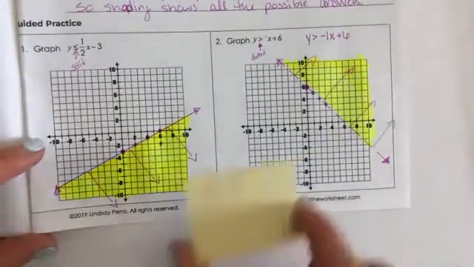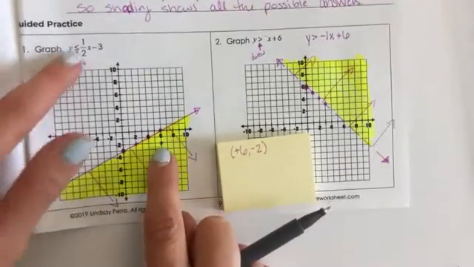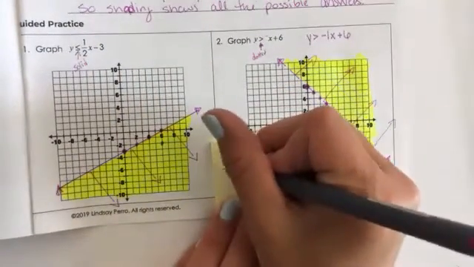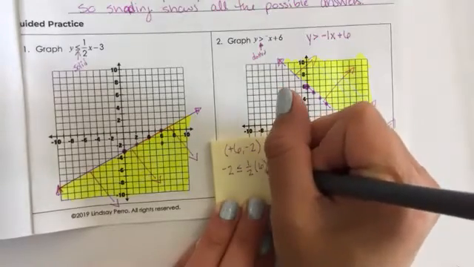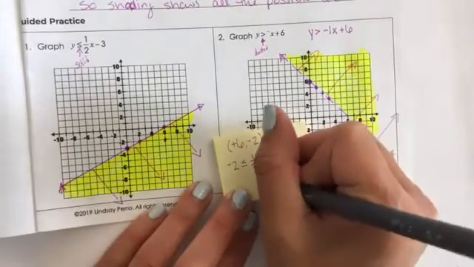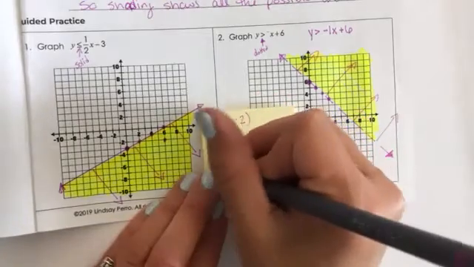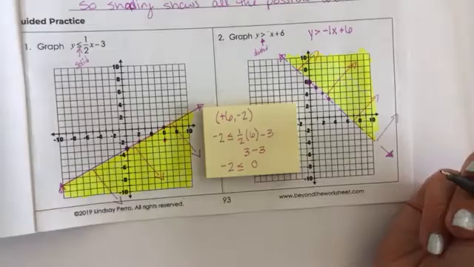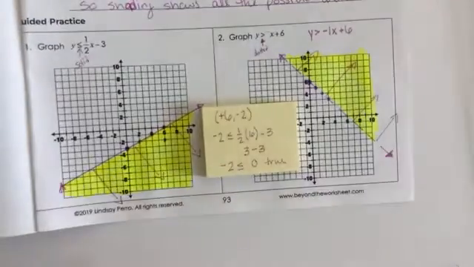Okay, so we want to make sure that we shaded correctly. So what you can do is you can take a point in your shaded region. So we just picked one right here. And we're going to see if it makes my equation true. So y is -2. X is 6. So 1/2 times 6 is 3. What's 3 minus 3? 0. Is -2 less than or equal to 0? Is that a true statement? Yeah. So if when you put it in, it comes out true, that means you shaded the right way.